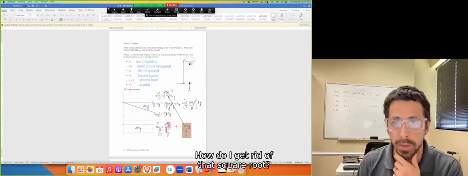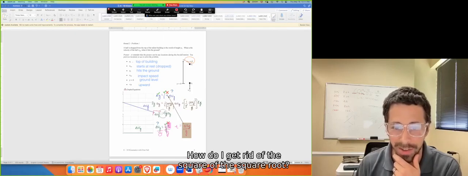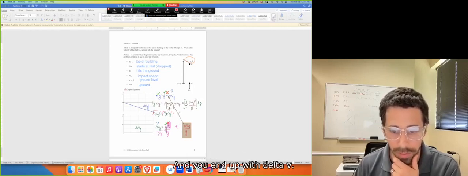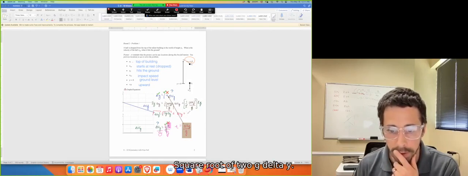Right, how do I get rid of that square root? I have to do this. Oh, give you the answer. How do I get rid of the square? Gotta do the square root. And you end up with delta vy is equal to, what do we have? Square root of 2g delta y.